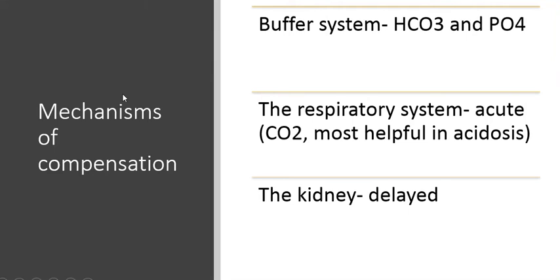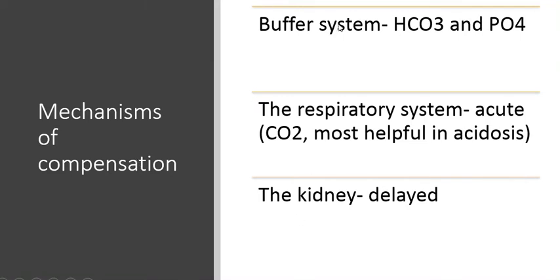Because the pH should not fluctuate, you have a number of mechanisms. There are three main mechanisms. There's a buffer system mainly regulated by bicarbonate and phosphate. The second mechanism of compensation is your respiratory system, which is usually acute, right? And then you have the kidneys, which are delayed. It takes several days to be employed. Carbon dioxide usually is the respiratory gas, and it is most helpful in acidosis. So these are the three mechanisms of compensation.